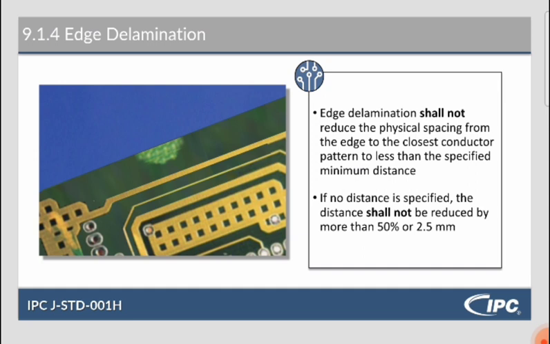9.1.4, edge delamination. Like before in 9.1.1, where we're talking about blistering or delamination, this is a little different because this is an edge. This is probably from being depanelized. The best way for me to describe depanelization is, if you ever built model airplanes as a kid, they have those plastic parts all on one plastic piece, and you pop them out. That's kind of what depanelization is.